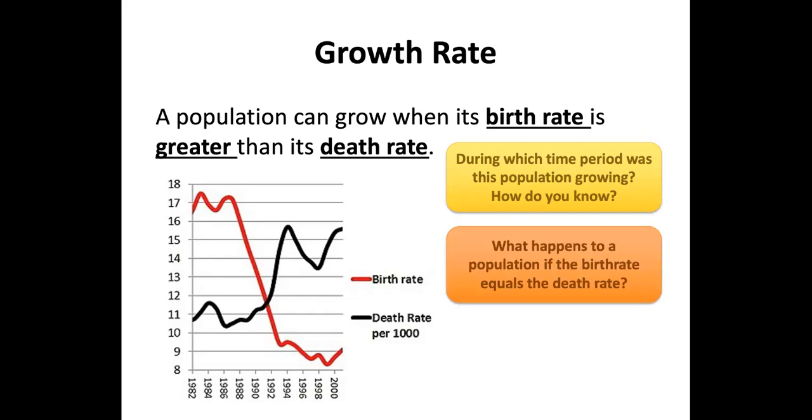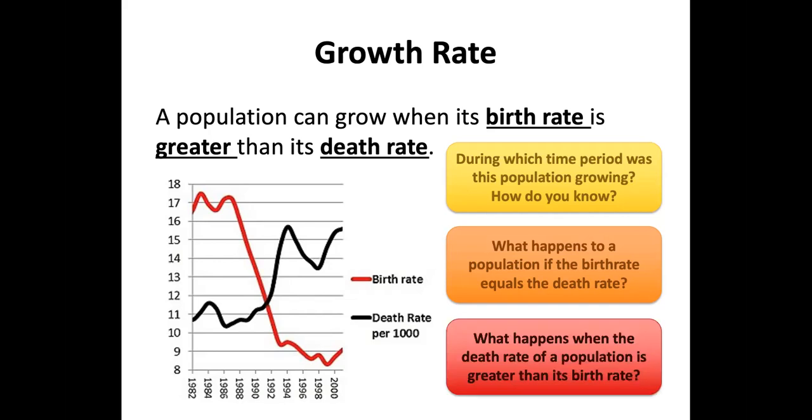What happens to a population if the birth rate equals the death rate? It's balanced, nothing would happen, right? Okay. And then what would happen when the death rate of a population is greater than its birth rate? So what is going to happen to the population now? It's going to decrease, right?